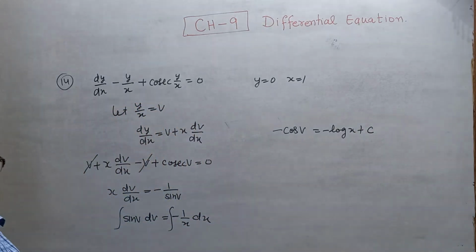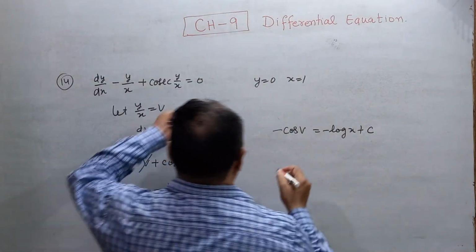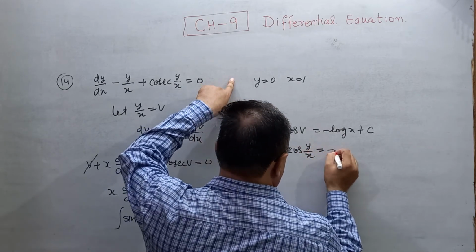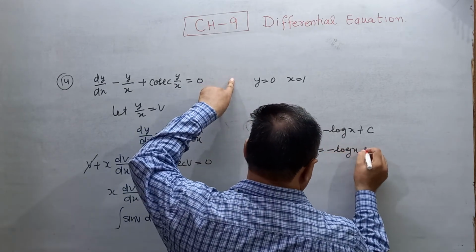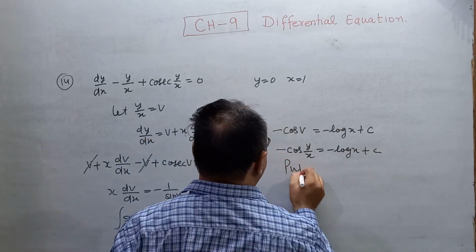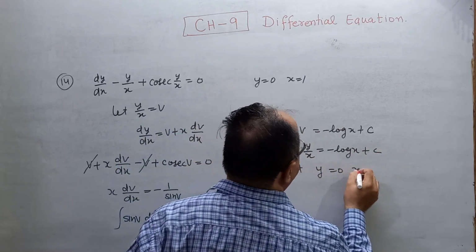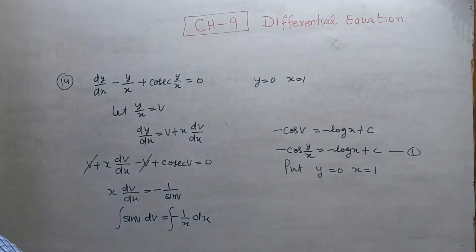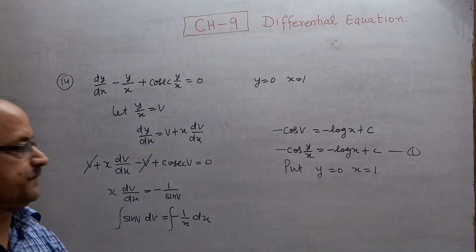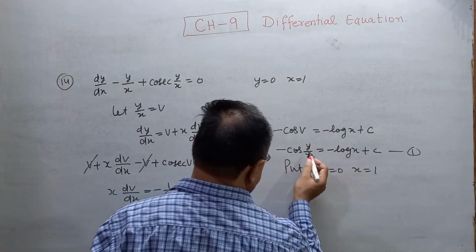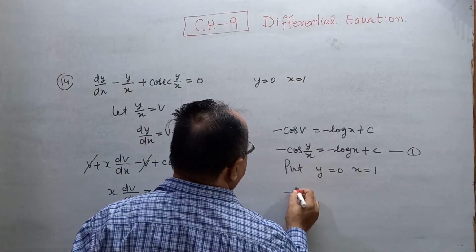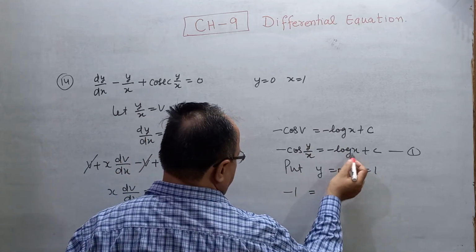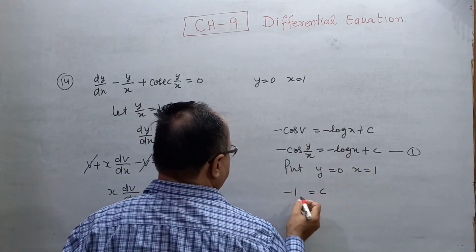Now can you tell the value of c here? What is the value of v? y by x. Minus cos y by x is equal to minus log x plus c. Put y is equal to 0, x is equal to 1. For the particular solution, find the value of the arbitrary constant c. What is the value of y here? 0. Cos 0 you know is 1. And when you write 1 here, log 1 is 0. The value of c is 1.